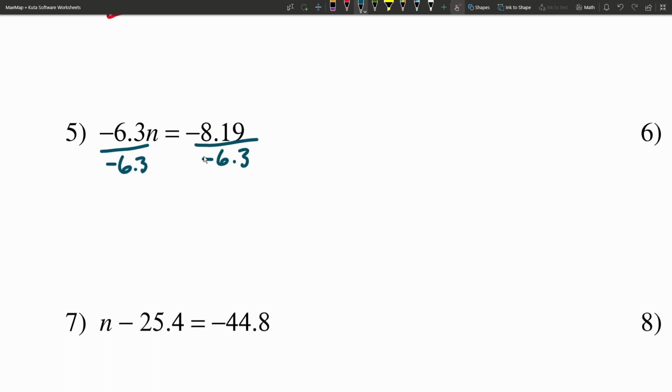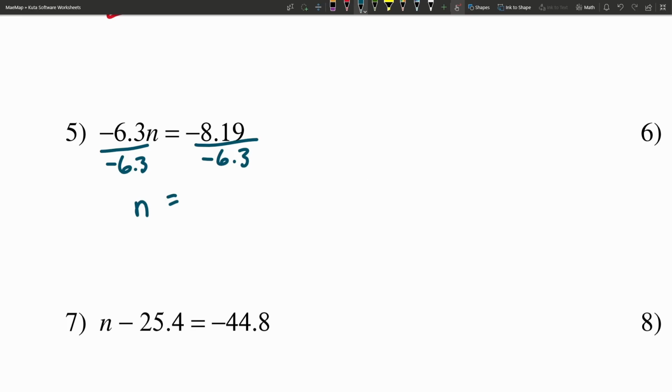Remember, whatever we do to the left-hand side of our equation, we're going to do to the right-hand side. Negative 6.3 divided by a negative 6.3 is going to leave us with a positive 1. So we're going to have 1 times n, which is 1n, or simply n. So n is going to equal negative 8.19 divided by negative 6.3. Now you can do this using some long division, but for the sake of time, I'm going to go ahead and pull up a calculator.